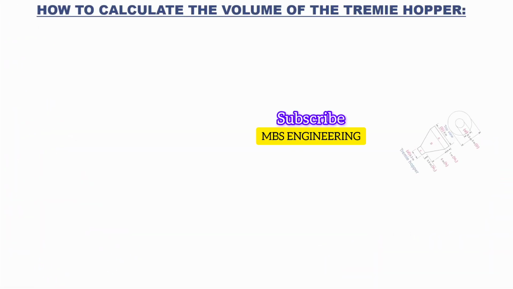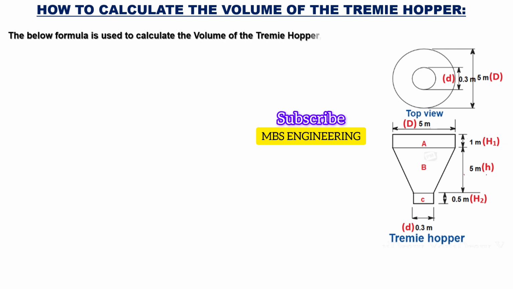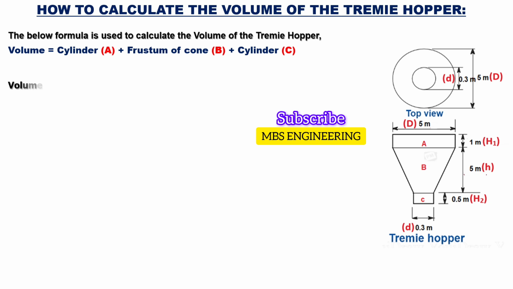Next, we learn about how to calculate the volume of the Tremie hopper. The below formula is used to calculate the volume of the Tremie hopper. The volume of the Tremie hopper is equal to cylinder volume A plus frustum of cone volume B plus cylinder volume C. The volume of the Tremie hopper is equal to pi into r square into h1, plus 1 into pi into h multiplied by capital R square plus small r square plus capital R into small r, and then obtained value divided by 3, plus pi into r square into h2.